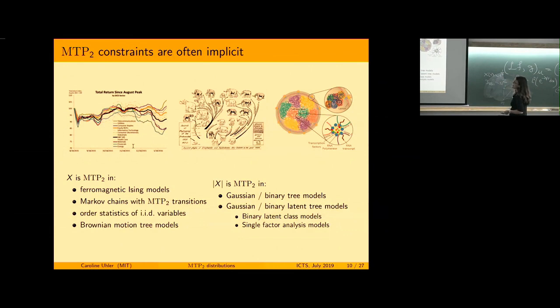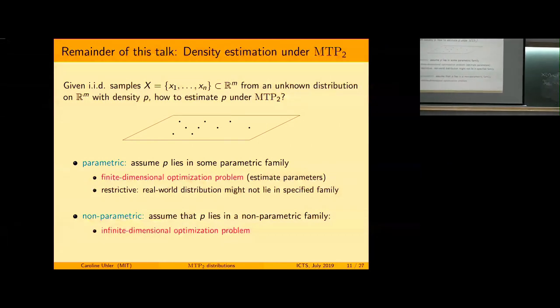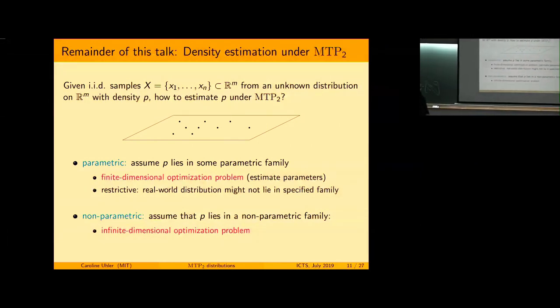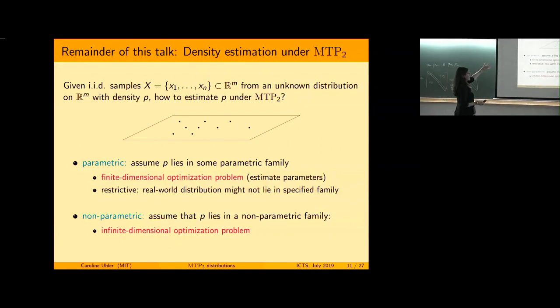Okay. So what do I want to talk about? I want to talk about what it helps you to actually assume MTP2. So for modeling, I told you it's a super strong constraint, but it seems to be relevant because I can give you many examples that are actually MTP2. And now what I'd like to show you is what the consequences are of actually just putting MTP2 as a constraint when you're actually modeling.